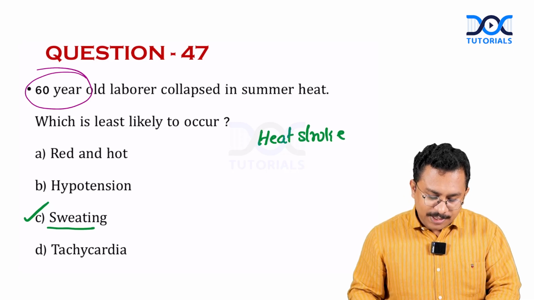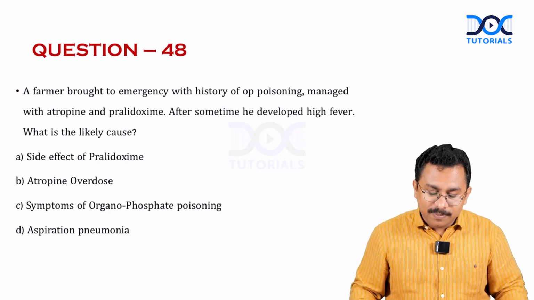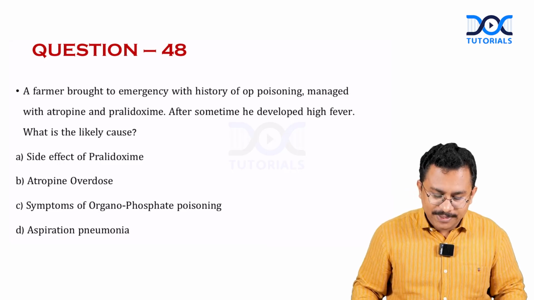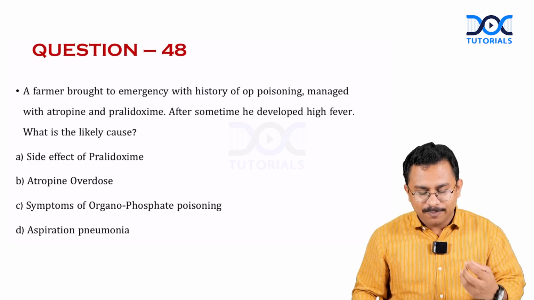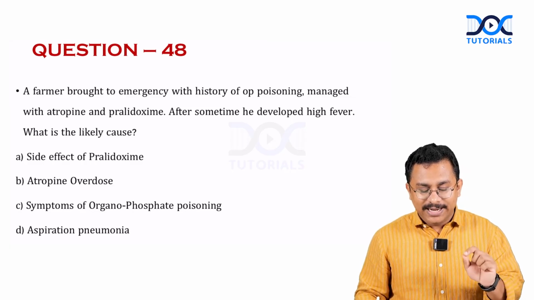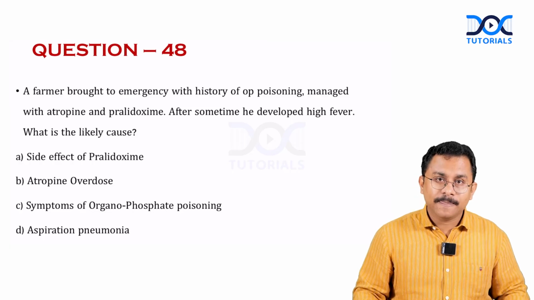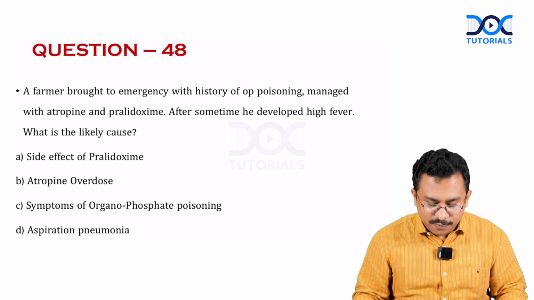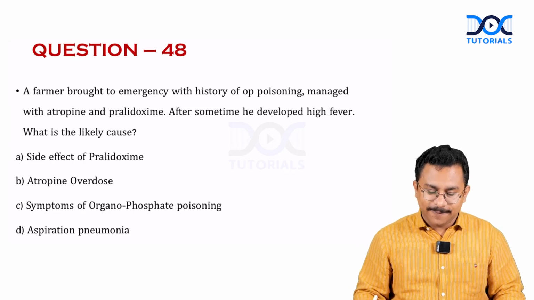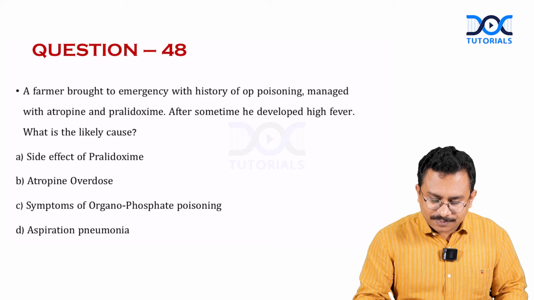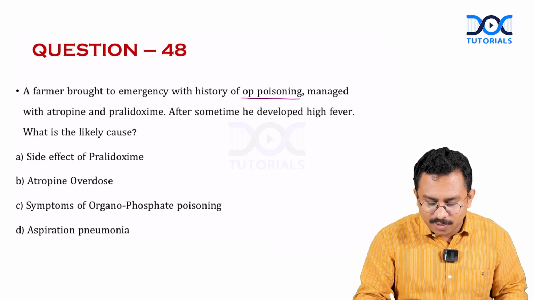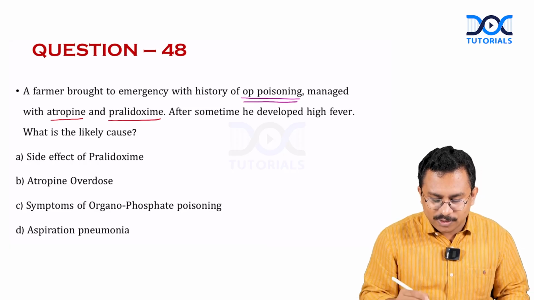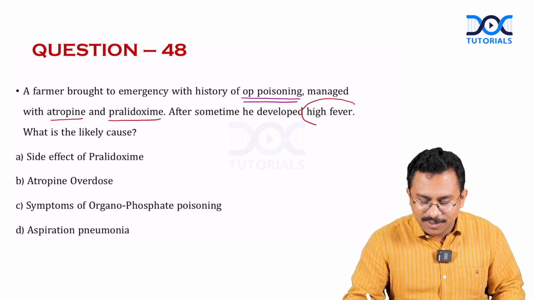Okay, right. Coming to question number 48, a farmer is brought to the emergency department with a history of organophosphate poisoning. He is being managed with atropine and pralidoxime, and after some time he developed fever. What is the likely cause? Is it a side effect of pralidoxime, atropine overdose, symptoms of organophosphorus poisoning, or aspiration pneumonia? See, in a patient who has organophosphorus poisoning, they have mentioned that atropine and pralidoxime were given, and the patient is developing fever.